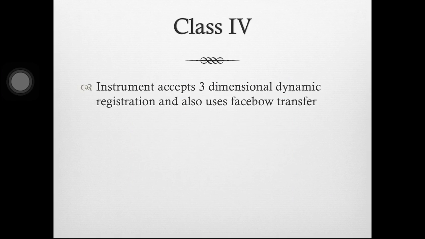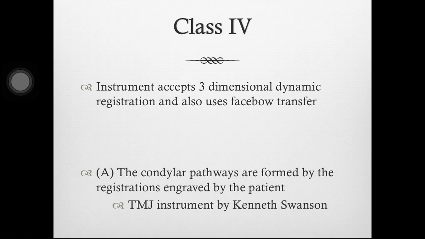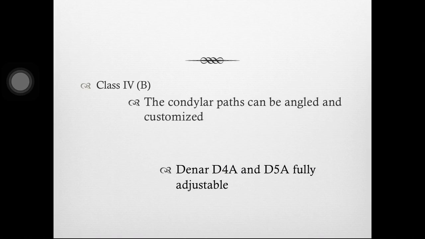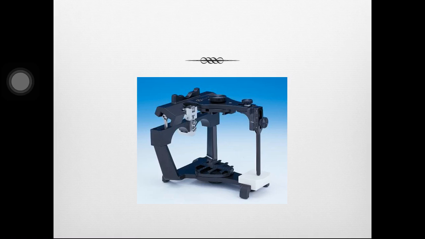Class 4 instruments accept three-dimensional dynamic registration and also use facebow transfer. And the condylar pathways are determined by the registrations engraved by the patient. TMJ articulator, class 4 type B, the condylar paths can be angled and customized. I will show you what we mean by condylar paths.